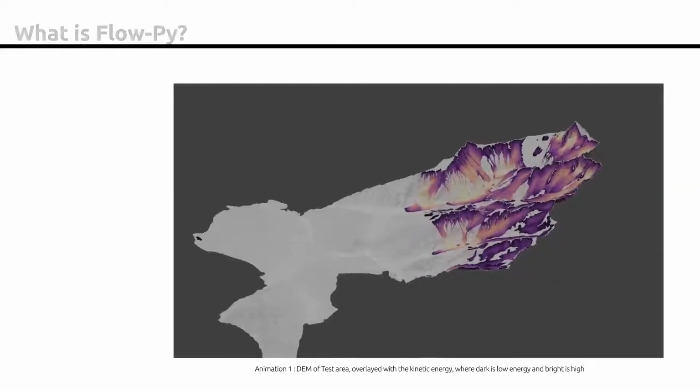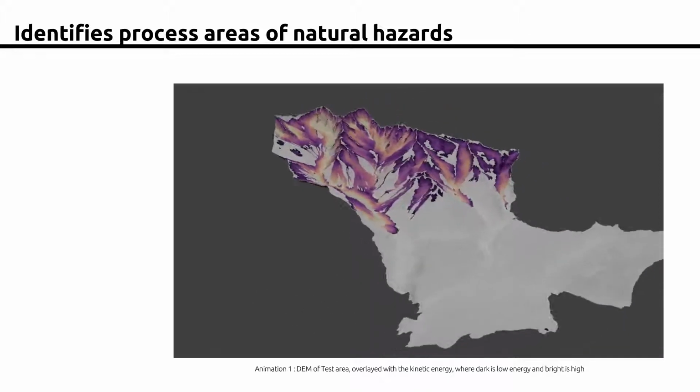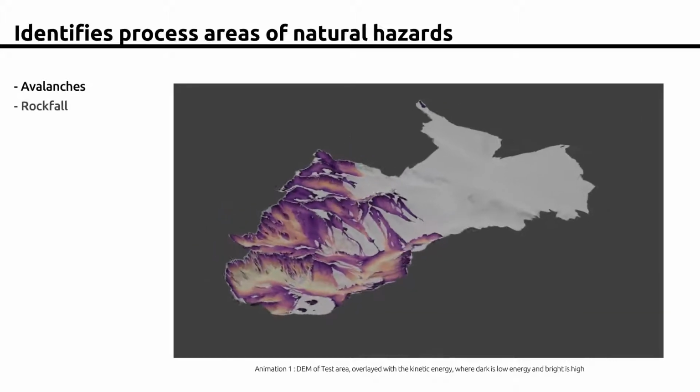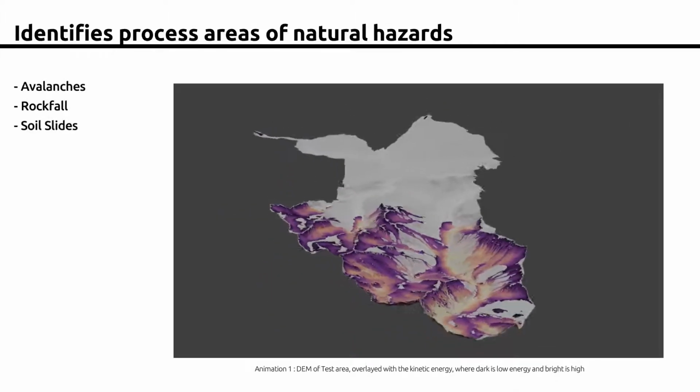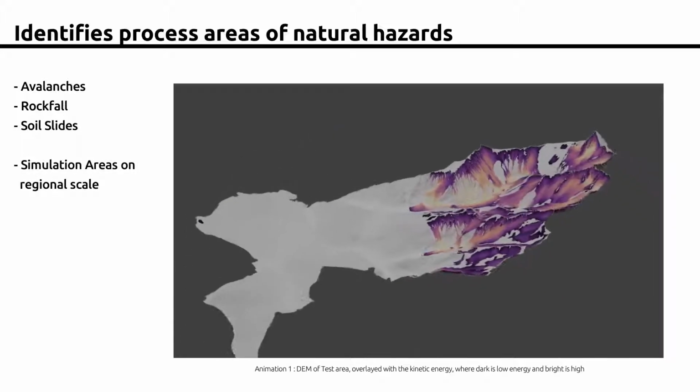What is FlowPy? FlowPy is a model that identifies process areas of gravitational hazards, such as avalanches, rockfalls or soil slides. Due to the simplicity of this model, we can cover simulation areas on a regional scale.